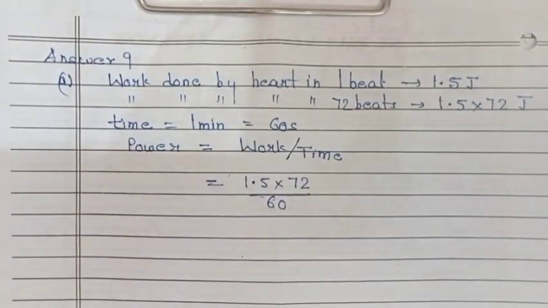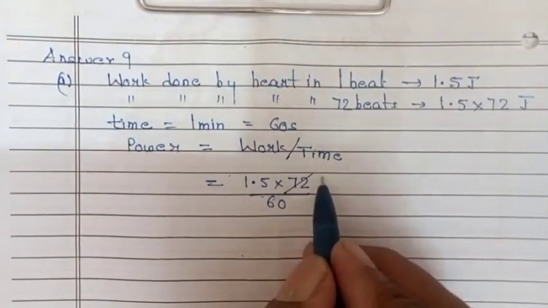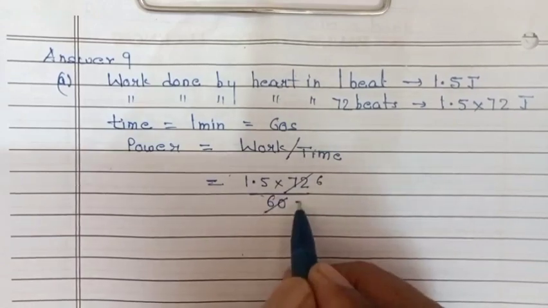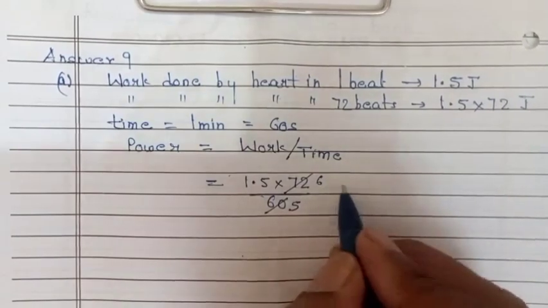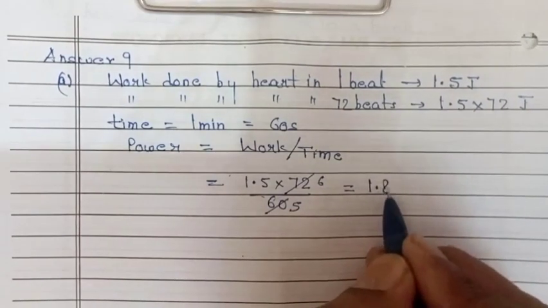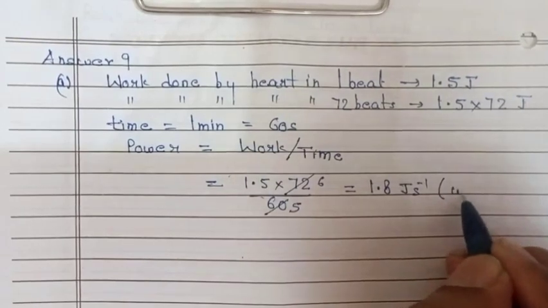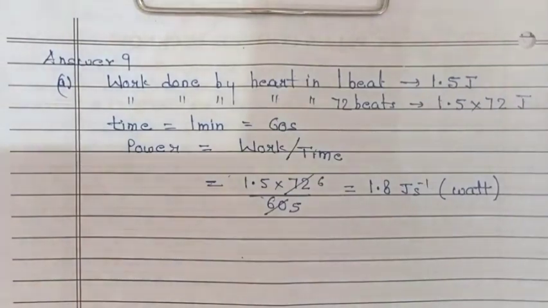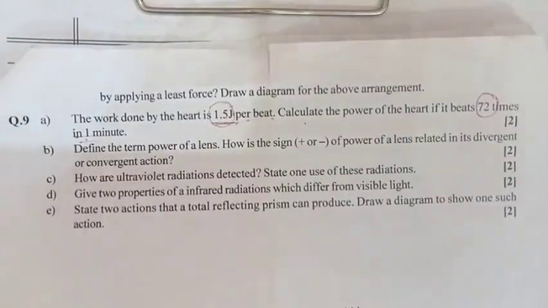So let us calculate it. 12 goes 5 times, 5 reduces it 0.3, 0.3 into 6, that will give you 1.8 joule per second, or you can also write 1.8 watt. So this will be the power of the heart. This is clear to you? Now moving on to the next part.